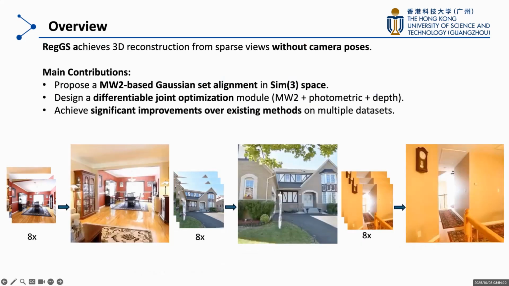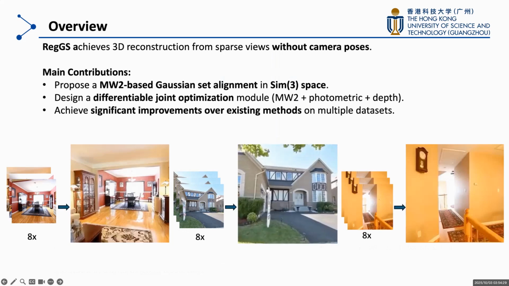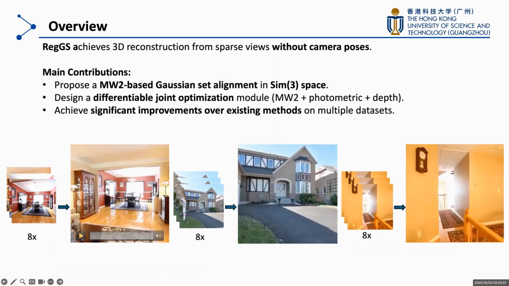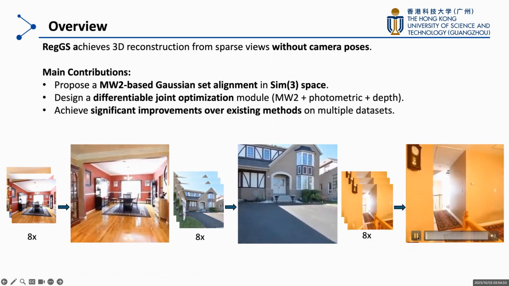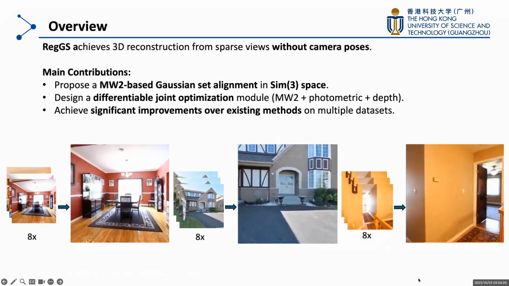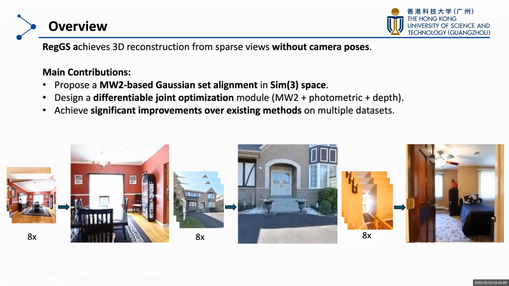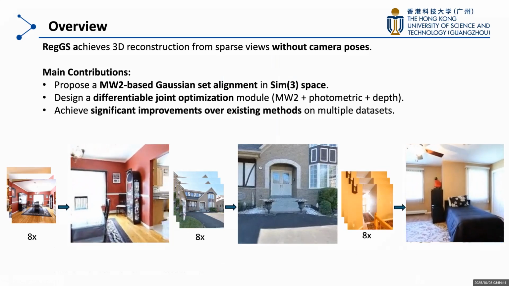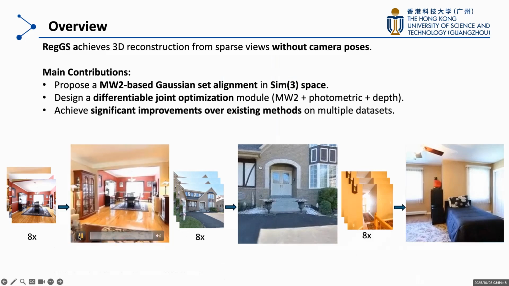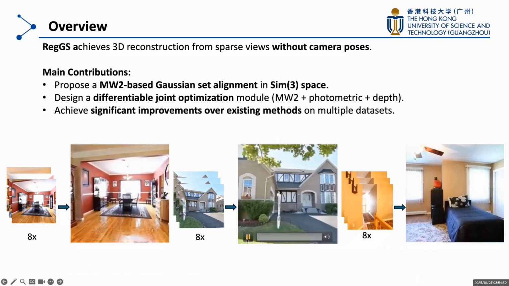To conclude, I want to highlight three main contributions. First, we propose a MW2-based Gaussian set alignment in Sim3 space. Second, we design a differentiable joint optimization module that combines MW2, photometric, and depth consistency, which effectively reduces scale drift and improves alignment. Third, we achieve significant improvements over existing unposed methods on multiple datasets, and our advantage is especially clear when the number of views is small.